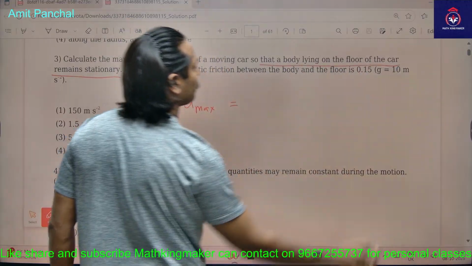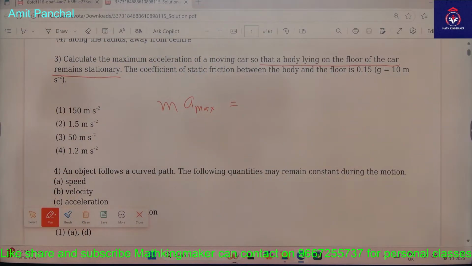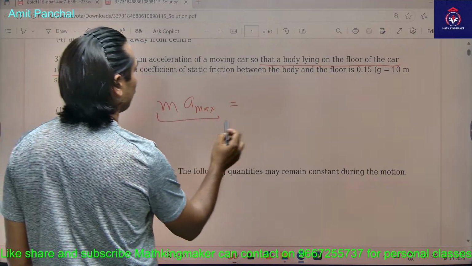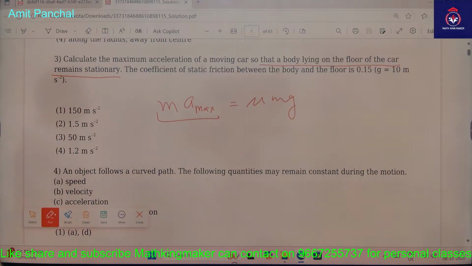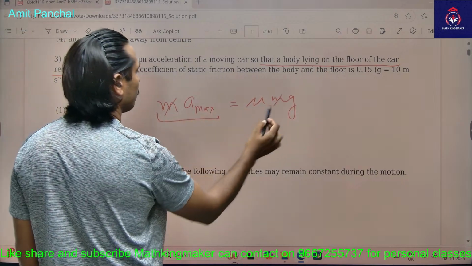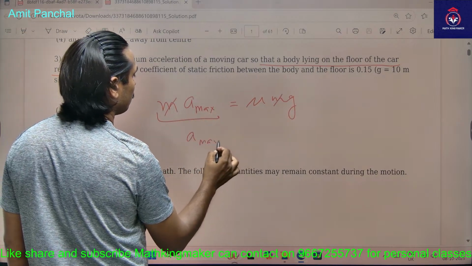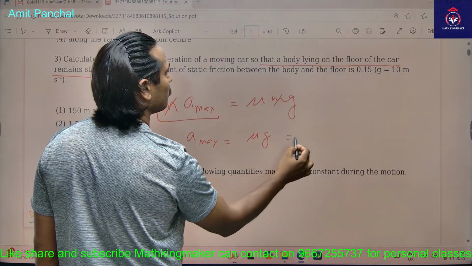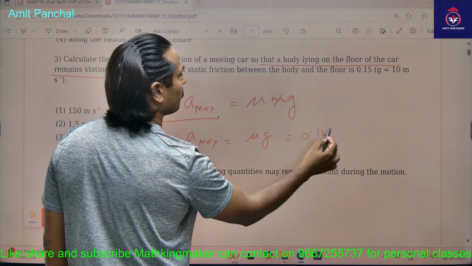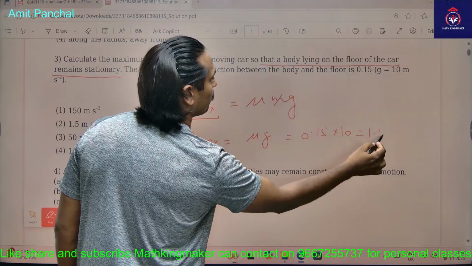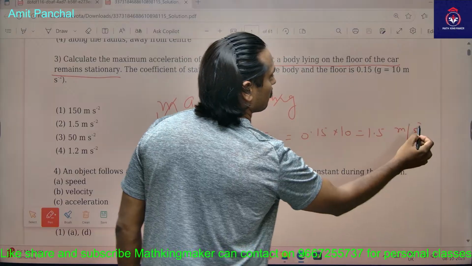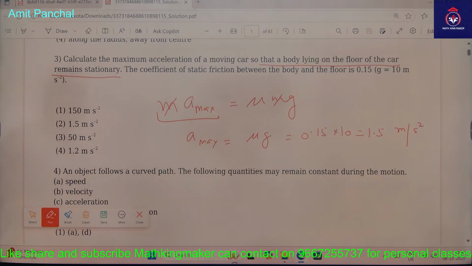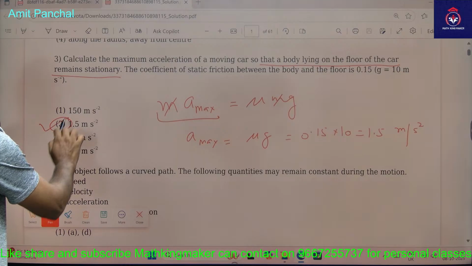So that will be the condition, that the force will be equal to mu mg, and force will be mass into A max. m will be cancelled, so that A max will be equal to mu g. Mu is 0.15 and g is 10, so that will be 1.5 meter per second square. This question was easy. So option 2 is the right answer.